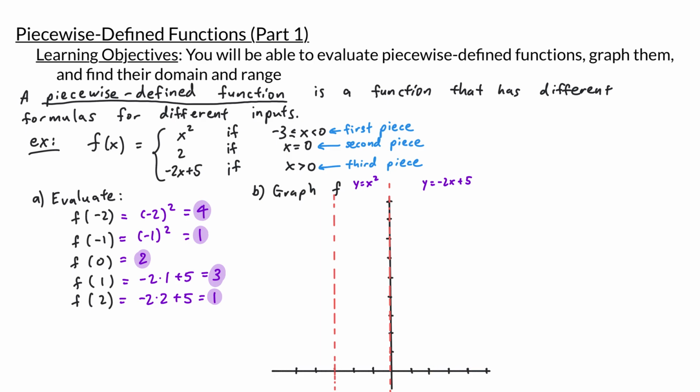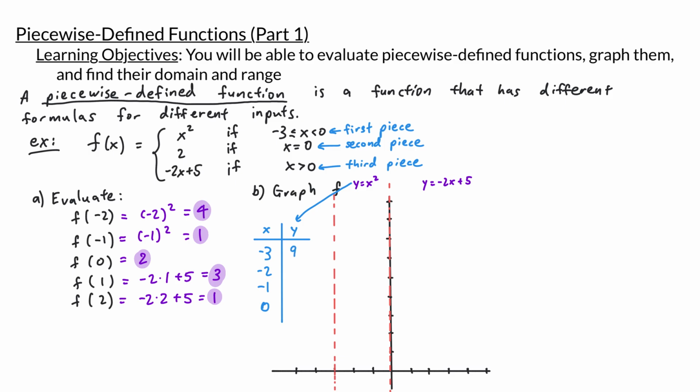So let's start by graphing our first piece using the y equals x squared formula. Now, if you don't know what the shape of this function is, we can always make a table of values. When I'm making my table of values, I want to include all of the x values that are in our first piece, including the boundaries. So I'm going to start at -3, then -2, -1, and then going all the way up to 0. So we're working with y equals x squared. At -3, the corresponding y value would be -3 squared, or 9.